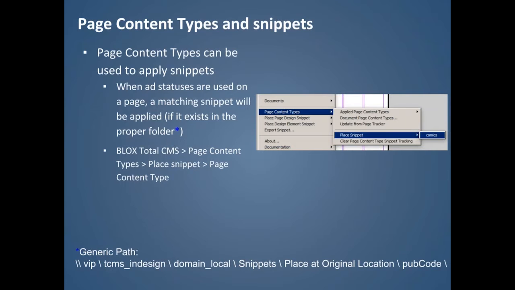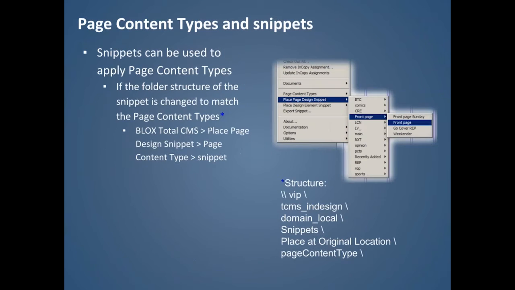In addition, next slide. I started to talk about the next thing. In addition, you can also, and you can see here in the menu how it's set up, it's conceivable, very, very conceivable, that for an individual page content type, let's say, for example, the opinion page, you might have many, many different opinion page snippets.